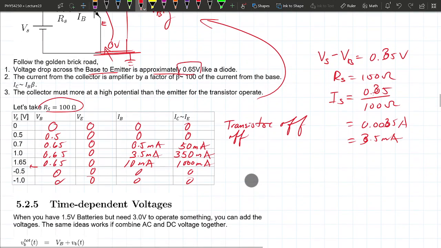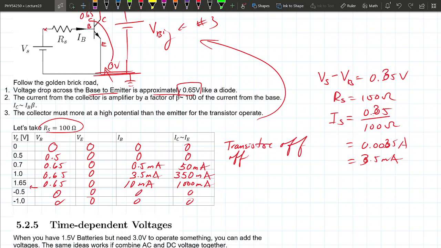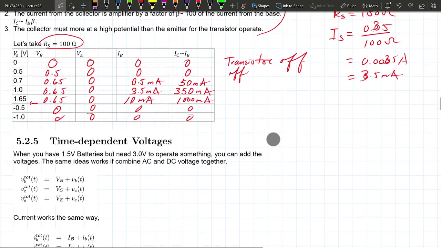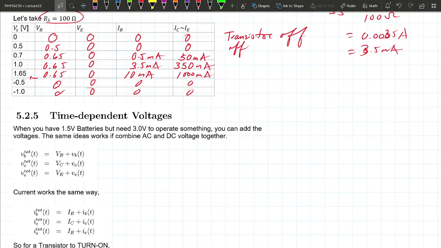Any questions about this? How to use these? You're basically just using these two rules: the voltage drop and the current amplification. Any questions? Sorry, I didn't wait to answer.